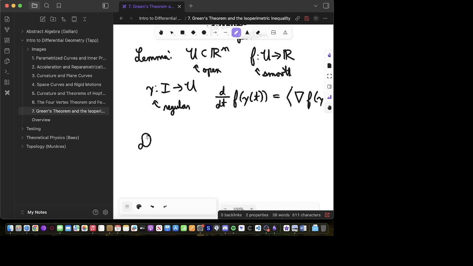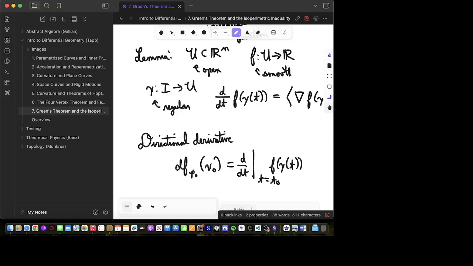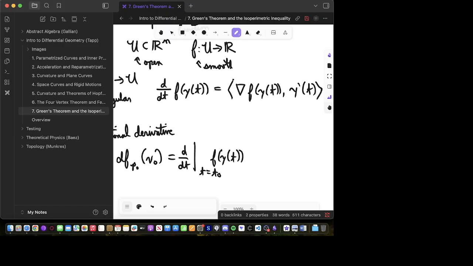Furthermore, a very related concept to this is the directional derivative, which we're going to denote as df in the direction of the vector v naught at p naught, which is simply this.